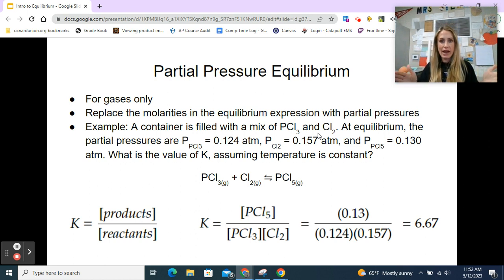Notice how I didn't write my units in my K expression because K is unitless. So the units are not going to work out. If we kept the units here, you would get 1 over atmospheres, which is going to be different for any equation because we're going to have a different number of products and reactants in the equation. We're going to have maybe different exponents because of the coefficients. So the units for K, if there were units and you tried to cancel them out, would never work out the same from reaction to reaction. So it's just unitless. It's just a number. All right.